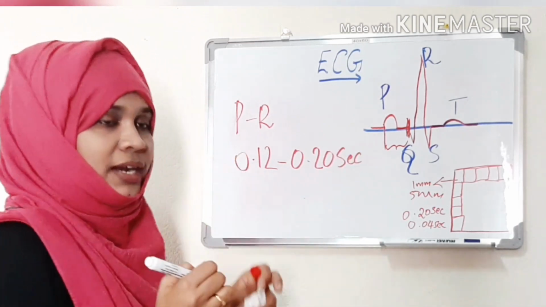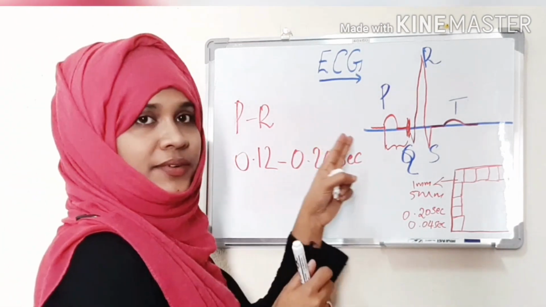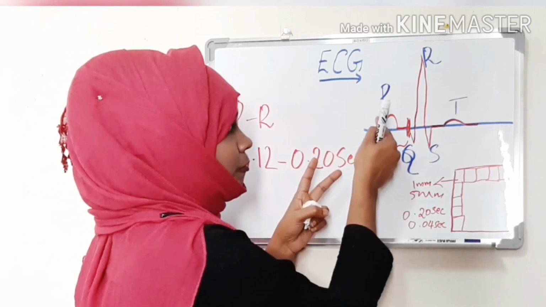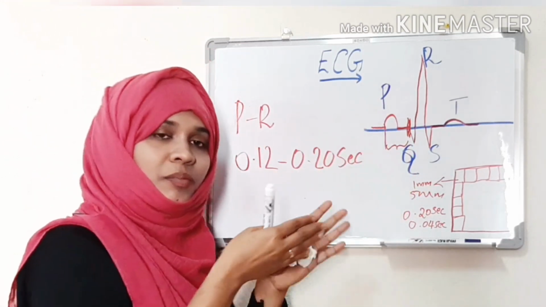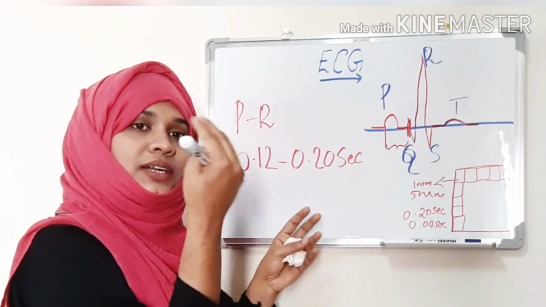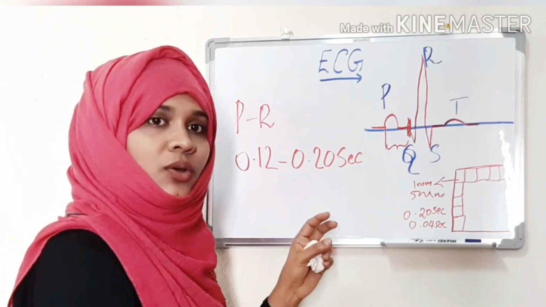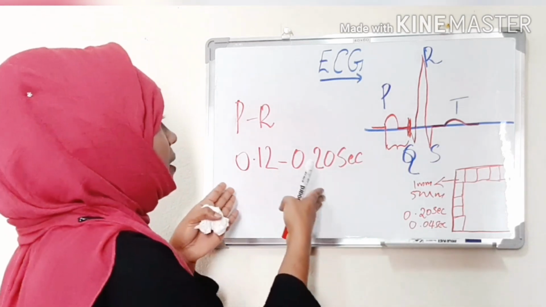So what I told you is that the PR interval is the period between the initiation of the P wave and the initiation of the QRS complex. That means this is the process by which the impulses transmit from the SA node to the AV node. The time duration is represented in the PR interval.